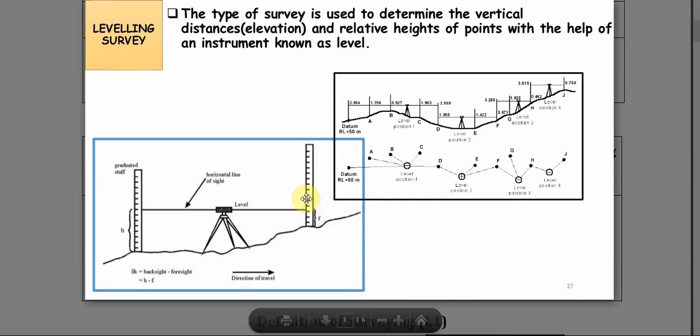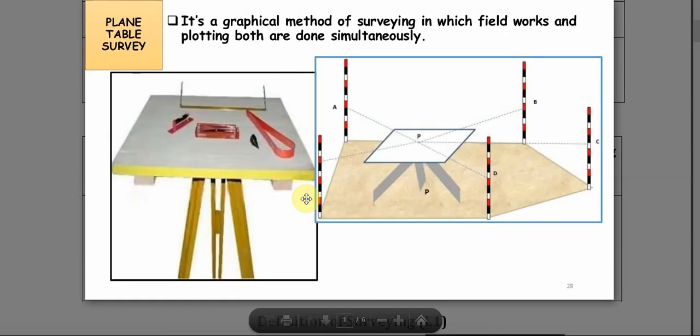Leveling, as I told you, leveling is done in the vertical plane. We are measuring the vertical distance between 2 points. So if you are doing that, and if you are using any level, now the instrument that is used in leveling is called a level. If you are using any level, then that type of survey is called leveling.